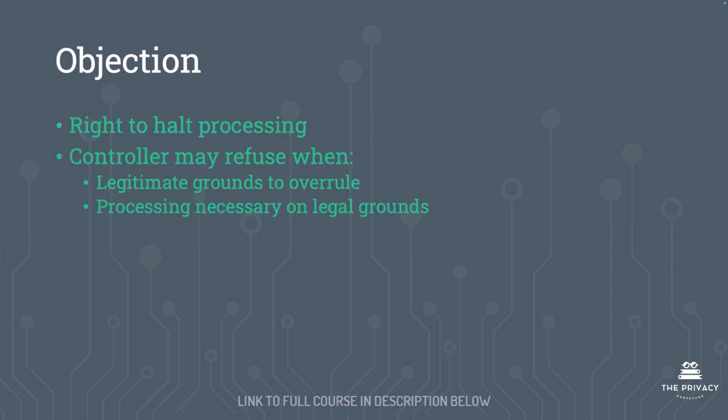Objection means a data subject's right to halt processing. And under at least two circumstances, a data controller can refuse to halt processing: if there is a legitimate grounds to overrule the request, or if processing is necessary on legal grounds.